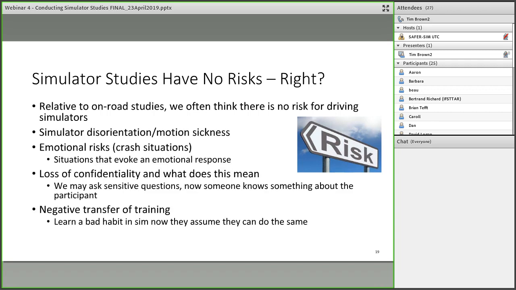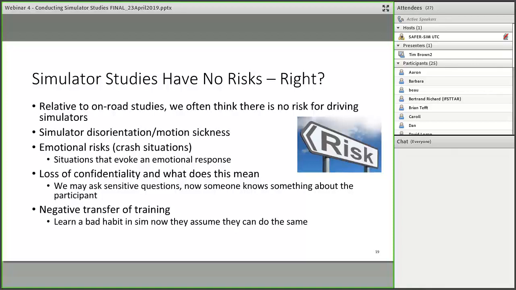As we walk through some of the risks that we commonly identify in our research, one of which is simulator disorientation or motion sickness. And this is always a risk of simulator studies. The extent of that needs to be disclosed so that participants know that they may experience these symptoms and that they tend to go away, but it is still a risk.